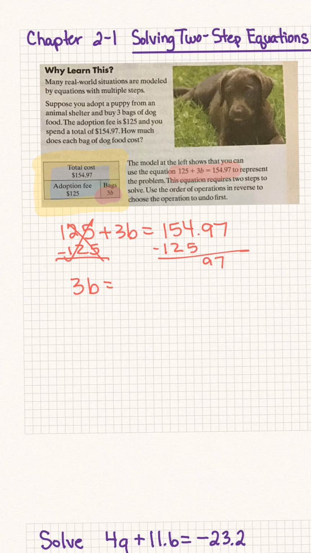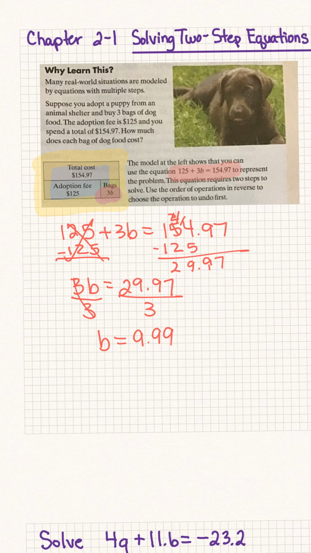equals 29.97. So now we want b to be by itself. Right now 3 is being multiplied by b. Do the opposite. So we're going to divide by 3. Those cross out. That just equals 1. So b is going to equal 9.99. So each bag costs $9.99.